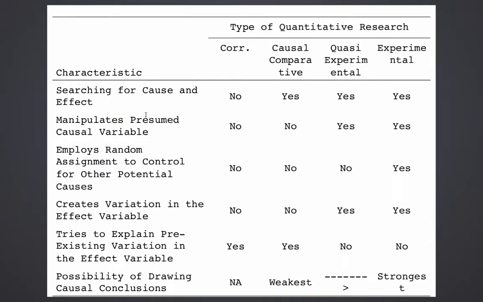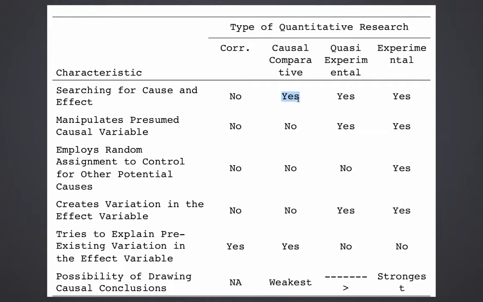These are the 4 categories of research that look at relationships. So correlational, in no way, shape, or form are we trying to assess causality. We're just basically describing relationships. So we're in this cell right here. So we're not searching for cause and effect. We're just describing relationships.